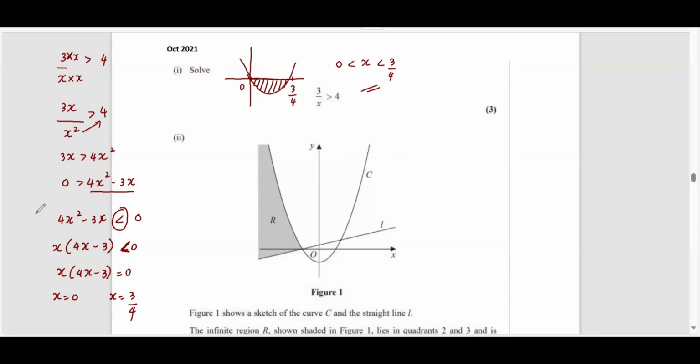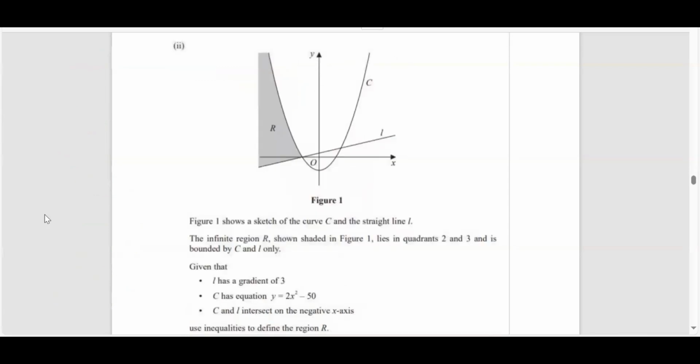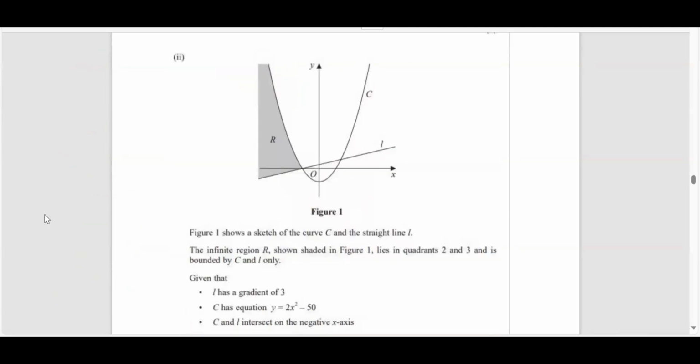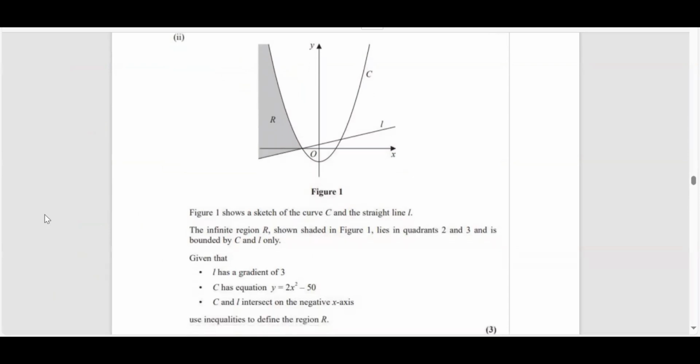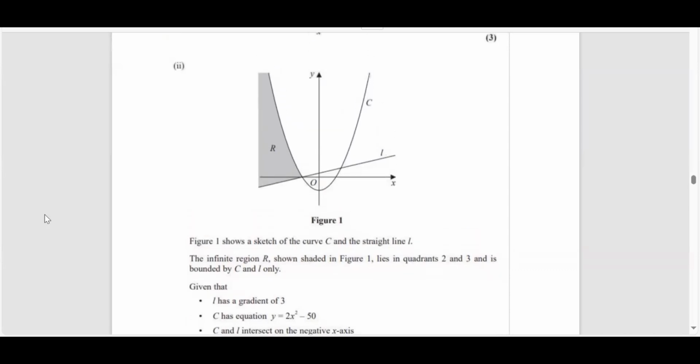Now, moving on to the second part here. Figure 1 shows a sketch of the curve C and the straight line L. The infinite region R shown shaded in figure 1 lies in quadrant 2 and 3 and is bounded by the curve and the line only. Given that the line has a gradient of 3, the equation of C is y is equal to 2x square minus 50. C and L, both of them intersect on the negative x-axis. Use inequalities to define the region R. We need to use the inequality to define the region R here.